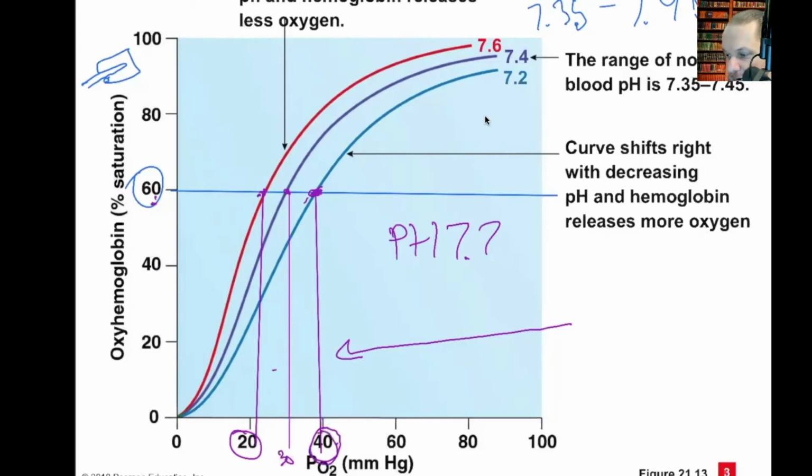So that's why at a higher pressure, it gives up more oxygen as you move to the right side of the curve, as opposed to going to the left side of the curve. It holds onto oxygen more tightly, right?